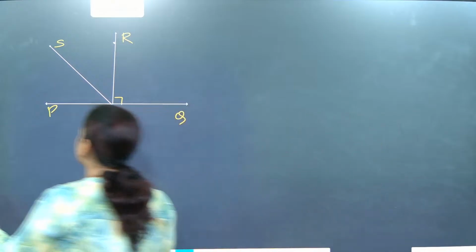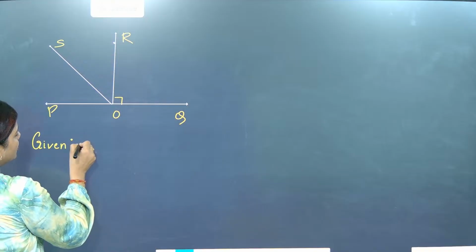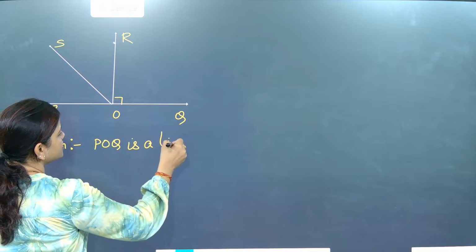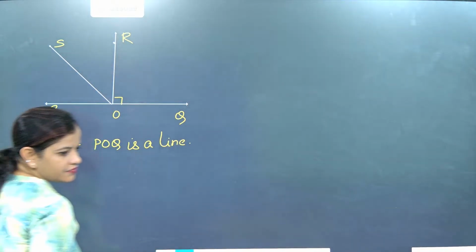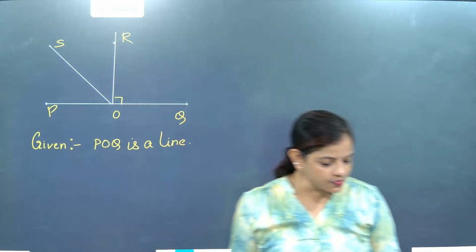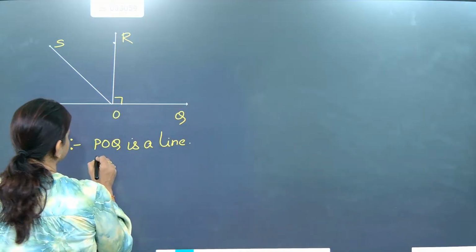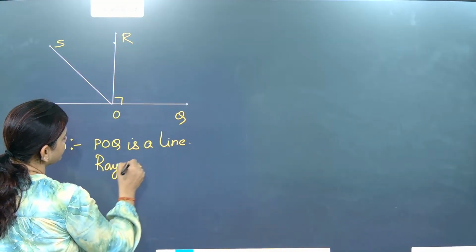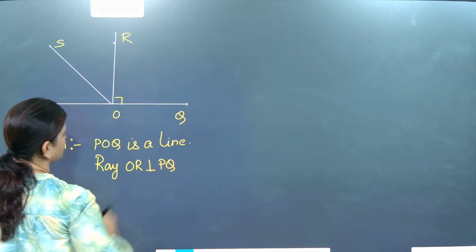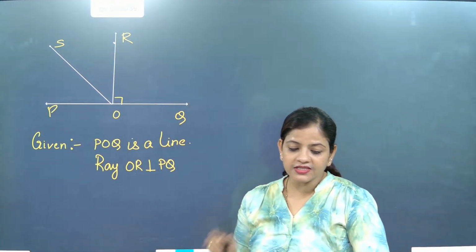We will write it as given section. So it is NCERT questions. We will be doing it very nicely. Given: POQ is a line. So this is given to you. POQ is a line. This is the first information given to you. Next given information: POQ is a line and ray OR is perpendicular to line PQ. OR is perpendicular to line PQ. Now OS is another ray.